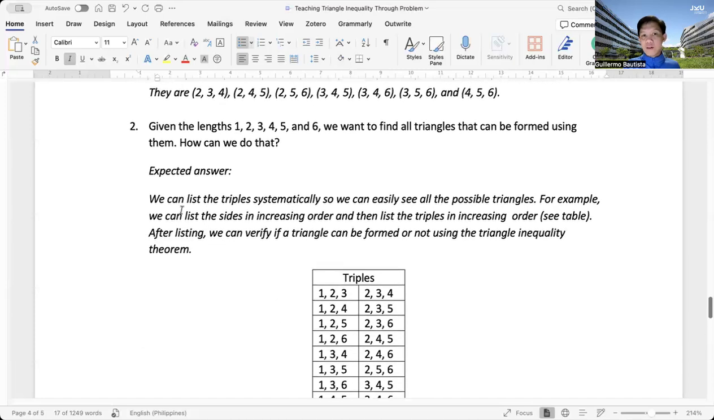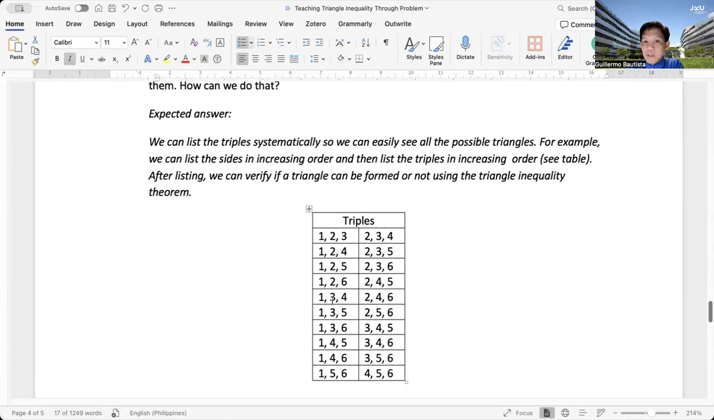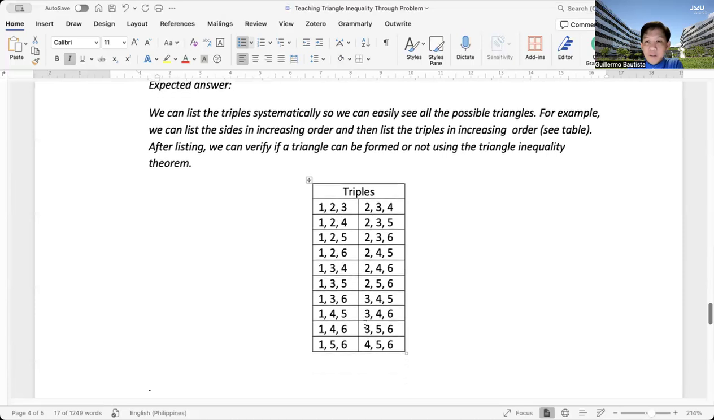So we expect them to list all the possible triples. And some students will have a hard time listing them. They have to list systematically. For us, it's probably easy to see that we have to list maybe in increasing or decreasing order of lengths so that we know when we have already listed a particular triple or not. But for the students, they are probably not that systematic yet.